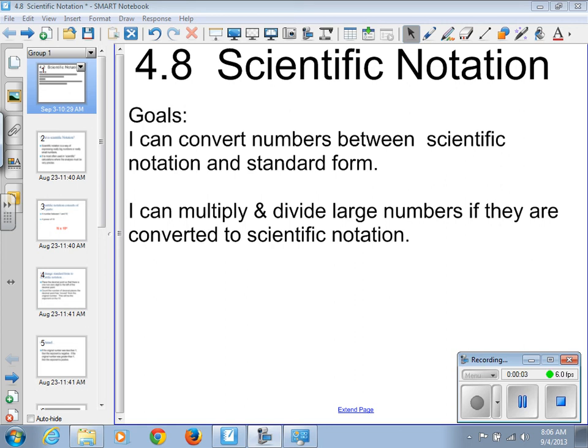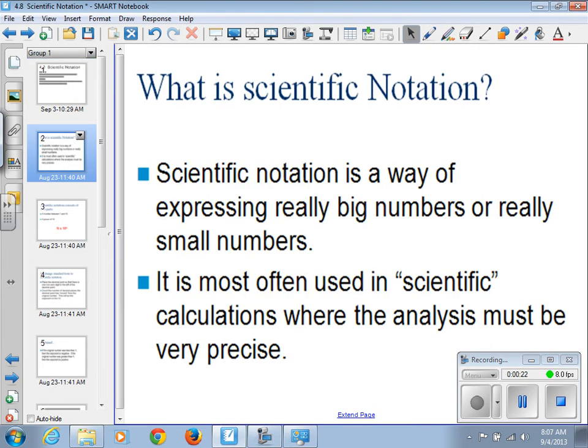Section 4.8, Scientific Notation. The goals of our lesson are that we can convert numbers between scientific notation and standard form, and we can also multiply and divide large numbers if they are converted to scientific notation. Scientific notation is a way of expressing really big numbers or really small numbers. It is most often used in scientific calculations where the analysis must be very precise. Scientists use this every day in their field, and you will be using this in science classes moving forward.